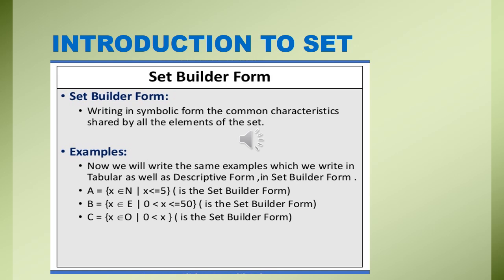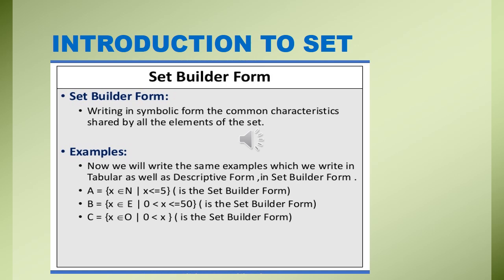Similarly, if we take the set of even numbers up to 50, in listing form we have to write 2, 4, 6, 8, and so on up to 50. Clear? But in set builder form we have to write x belongs to E. This shows that x is a member of even numbers, where 0 is less than x and x is less than or equal to 50. Getting my point? Good. 0 is less than x means x is greater than 0. So the first even number is 2, and then it goes up to less than or equal to 50.